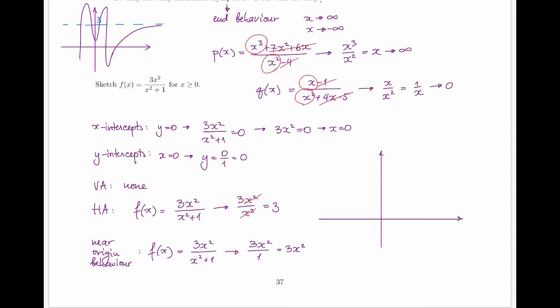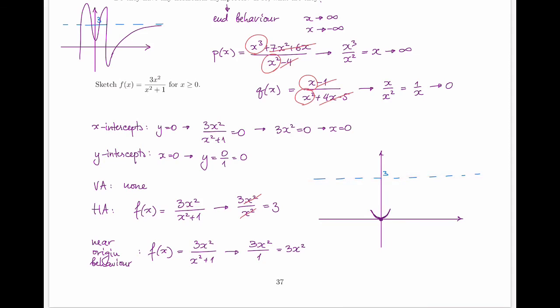So what do we have from the information that we've retrieved here? We know that the x and y intercept is at the origin. We also know that it has no vertical asymptotes and the domain is all real numbers. The horizontal asymptote is at 3, so let's say this is going to correspond to y equals 3. And I also finally know that near the origin, my function looks like 3x squared. So it's an upward-facing parabola near the origin. And then it has to somehow approach my horizontal asymptote.